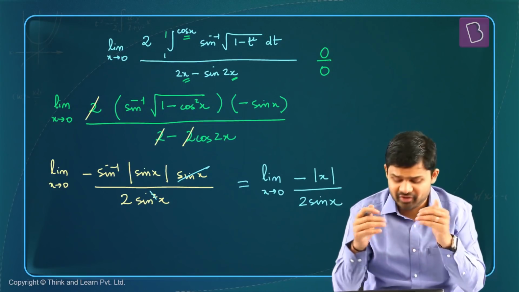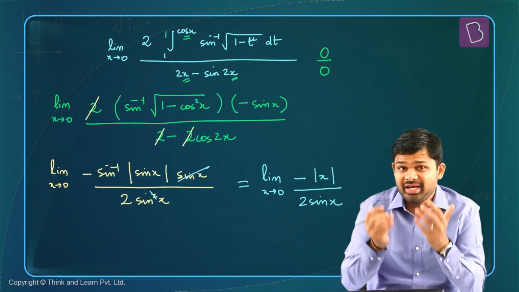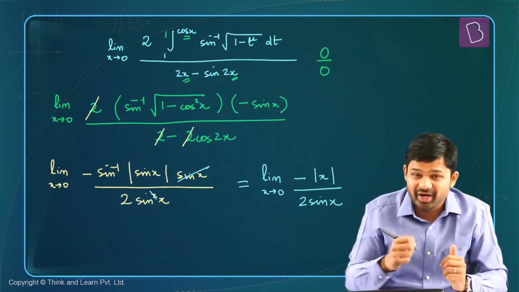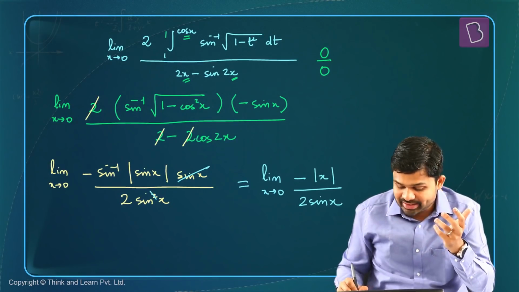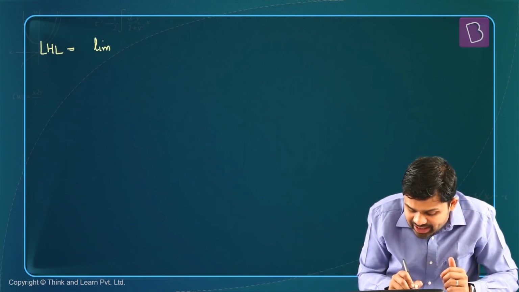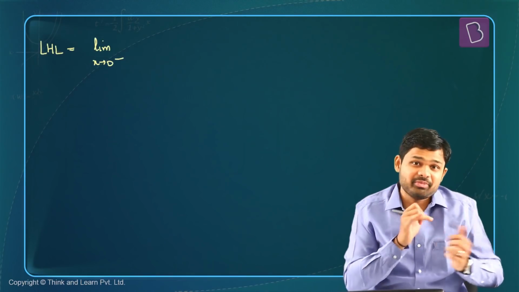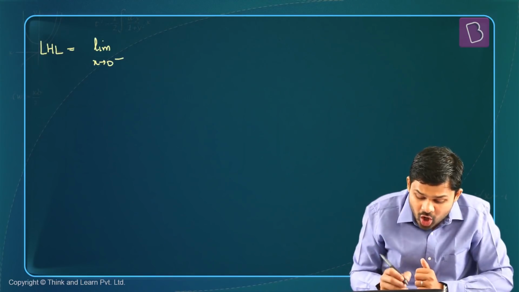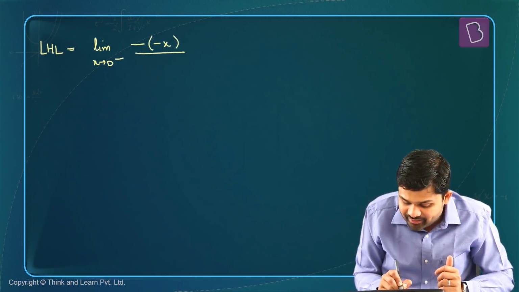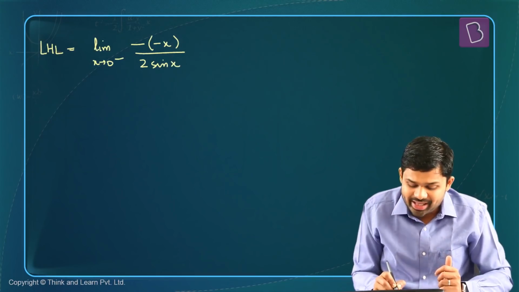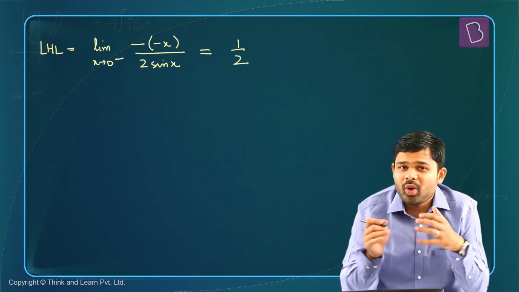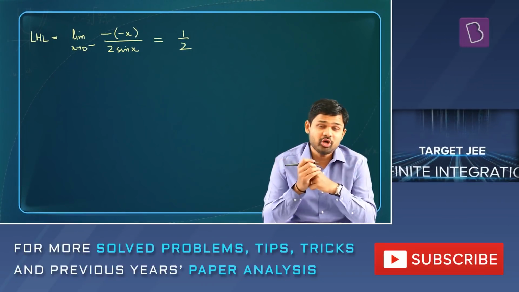Now let's try and find out if the limit of this exists, or if it exists, then what is its value. So limit x tending to 0 of negative mod x divided by 2 sine x. The left hand limit is going to be limit x tending to 0 minus, that's from the negative side, we're going to approach towards 0, of minus of mod x. Now if x is negative, mod x is going to be minus x divided by 2 sine x. Well, this is going to be equal to 1/2, because sine x by x is equal to 1 as x approaches 0. So this is going to be equal to half.